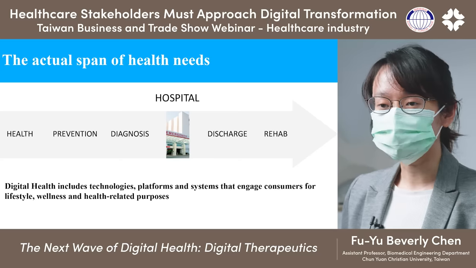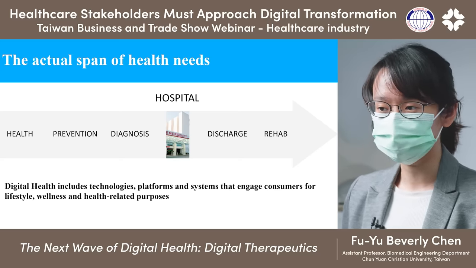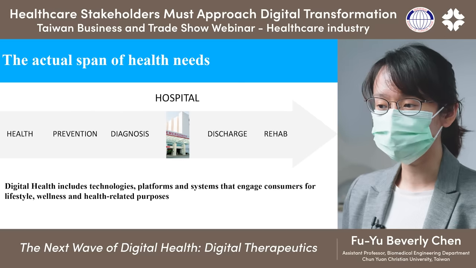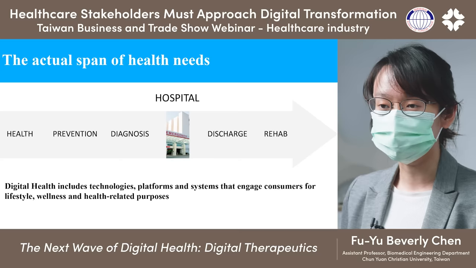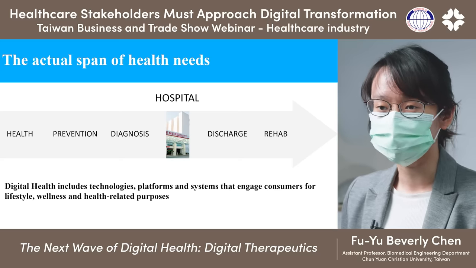As I mentioned in the previous slide, we could leverage the digital footprint. And this is what digital health is doing. Digital health includes technologies, platforms, and systems that engage consumers for lifestyle, wellness, and health-related purposes.